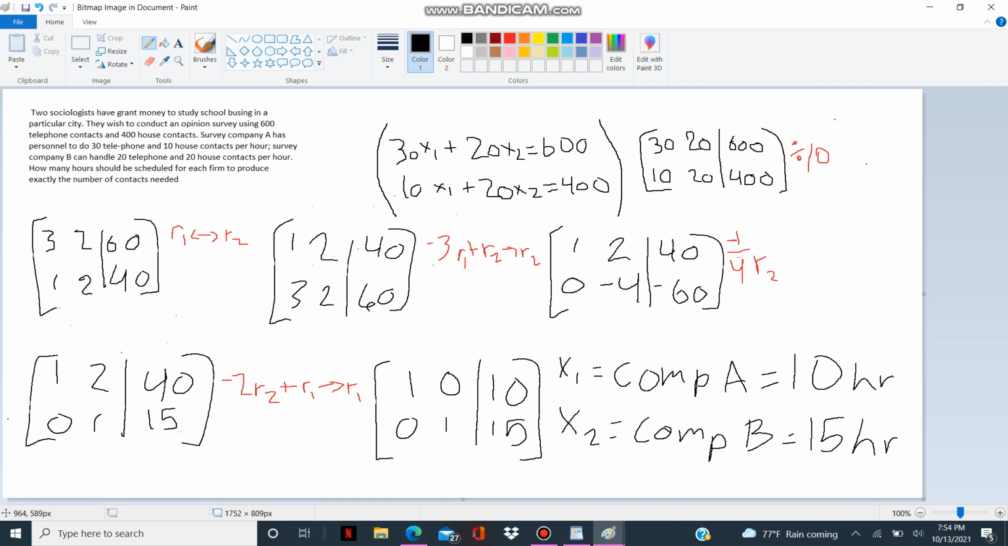So x1 is equal to 10, and x2 is equal to 15. If you recall, x1 was company A, which is going to be 10 hours. x2 is company B, which equals 15 hours.